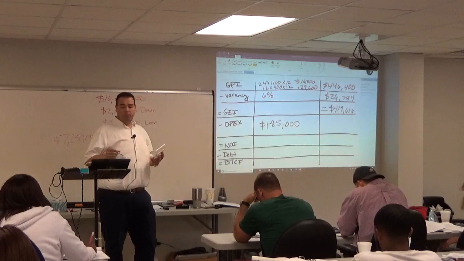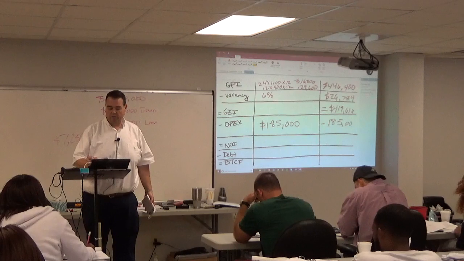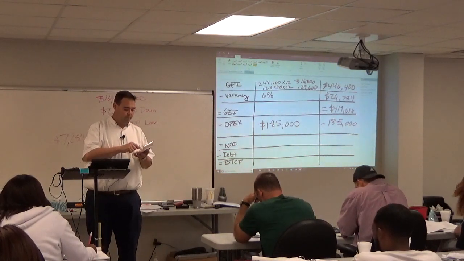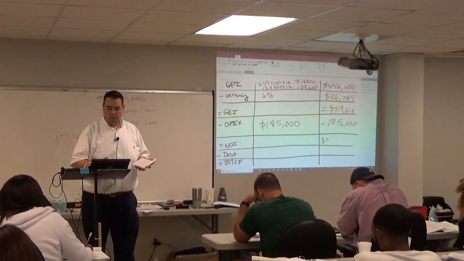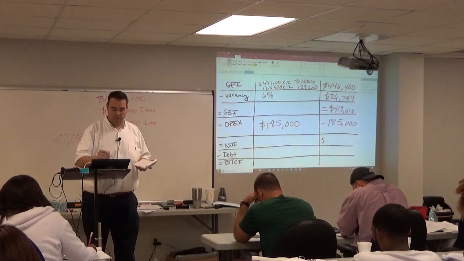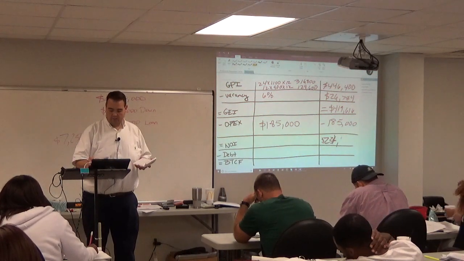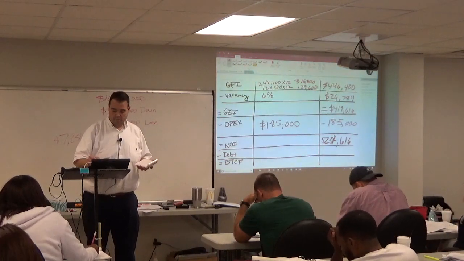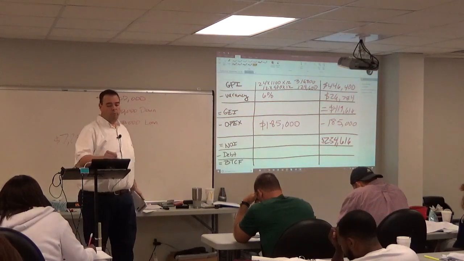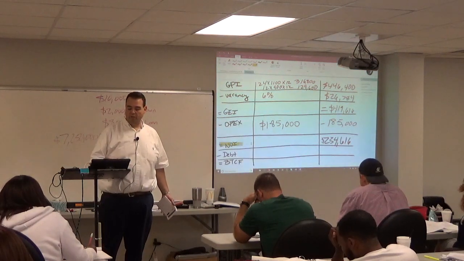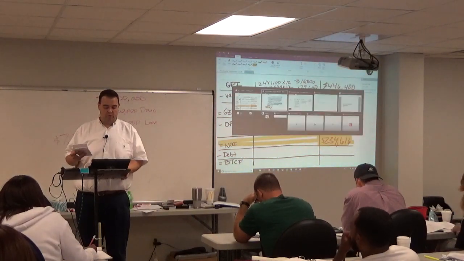All right, minus operating expenses, so minus $185,000. Everybody okay with that? Yes. That gives us an NOI of 234,616, right? And that's what we want. We want the NOI. So we're done on this chart. Everybody agree with that? Yes. Good to go. 234,616, and we're going to bring that over to our other formula.